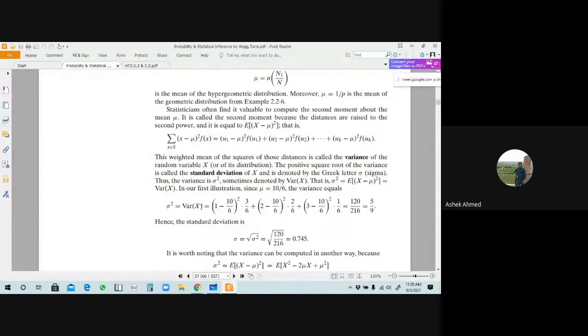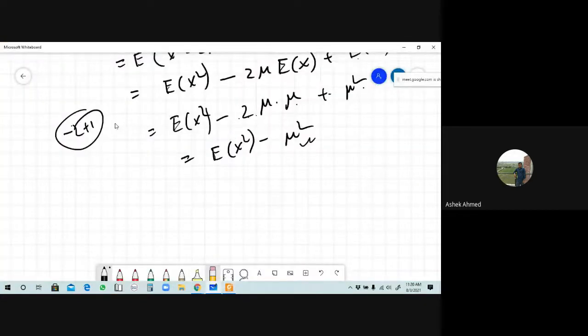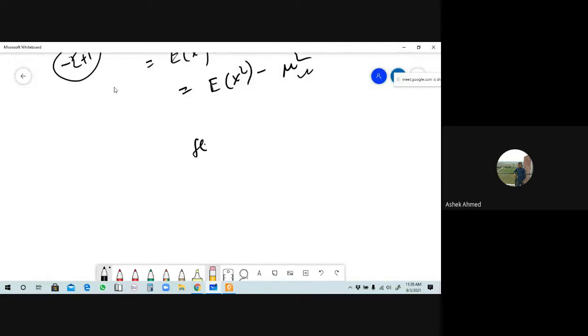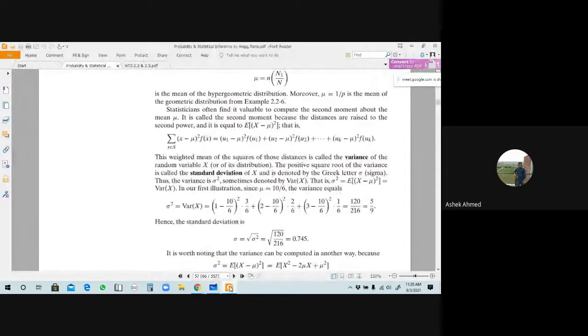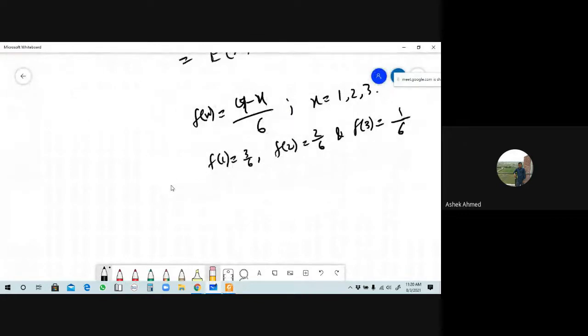Now see, from the previous example, we know that the probability mass function was f of x equals 4 minus x divided by 6. Is it right? The values of x are 1, 2 and 3. So the values of f of 1, f of 2 and f of 3 will be: f of 1 is 3 by 6, f of 2 is 2 by 6, and f of 3 is 1 by 6. Okay. So if we want to find out the variance of this function, that will be given variance sigma square. This is variance of x.